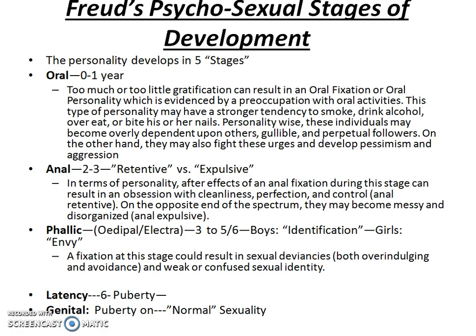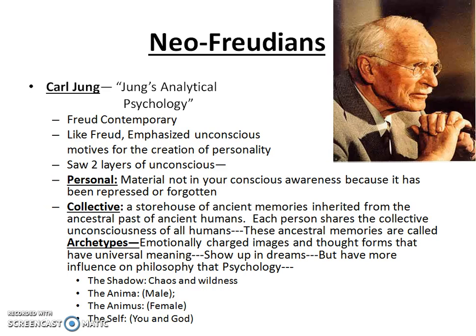So let's take a look now beyond Freud's theories and take a look at some of what are called the Neo-Freudians. Now, this is Carl Jung, and that's the way you pronounce it. And his version of Freud's theories is called Jung's analytical psychology. Jung was a contemporary of Freud. Like Freud, he emphasized the unconscious influence on personality.